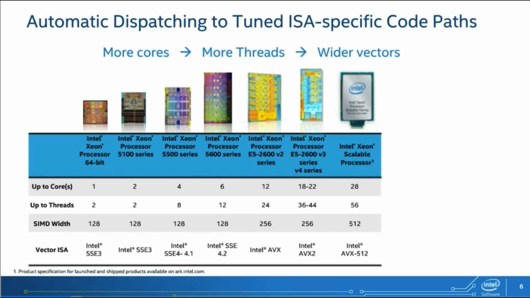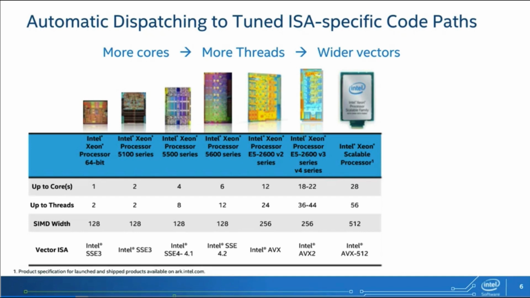Like I said before, we have automatic dispatching to tuned ISA-specific code paths. So if you notice here, you can have a code base that works across all of these different processors, but contains optimizations, in particular vector ISAs, as you move up in the generation.